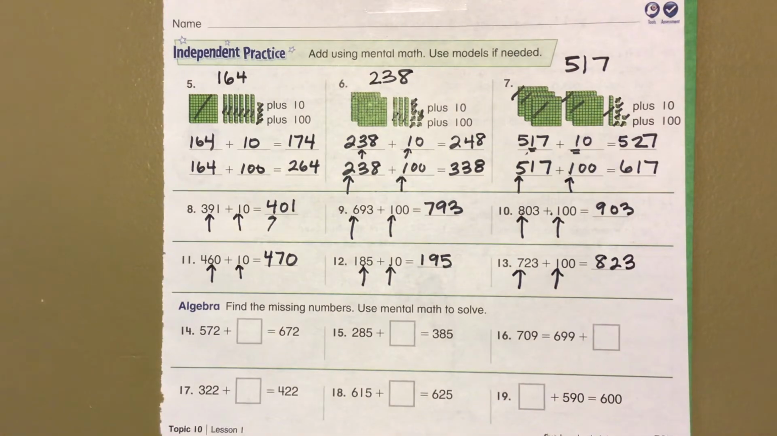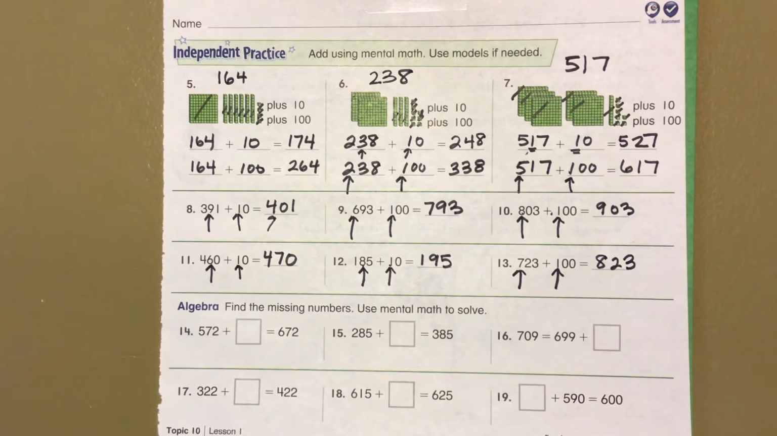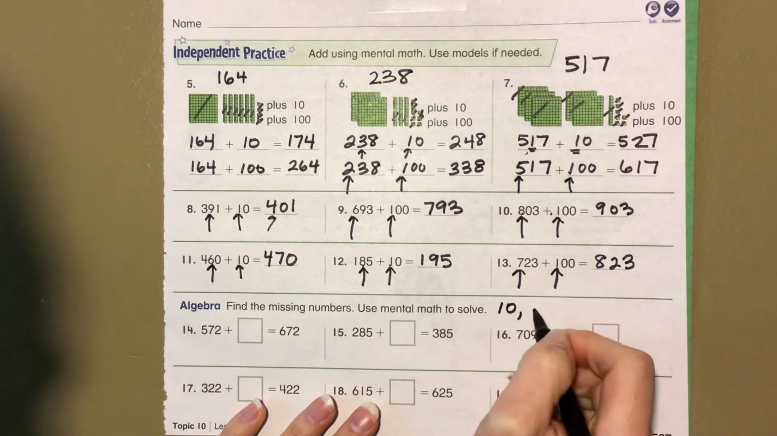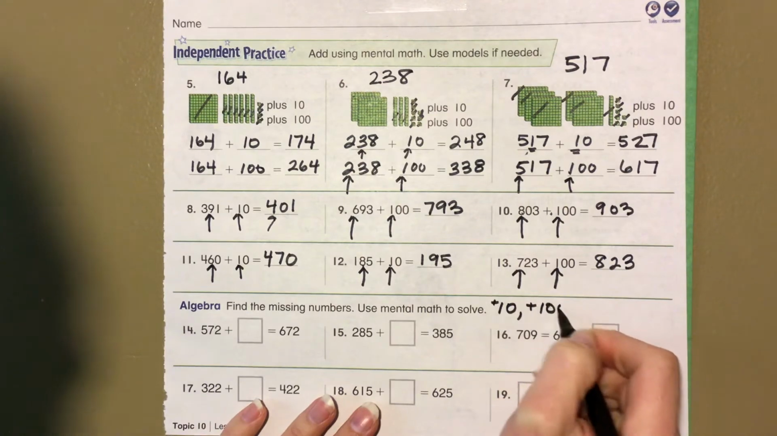All right, our algebra, we have a lot of the missing numbers. We're going to use our mental math to solve. And I'm going to give you a top secret clue. We're either adding by 100 or by 10 on this one. So let's take a look. I'm going to put here where we're going to use plus 10 or plus 100.